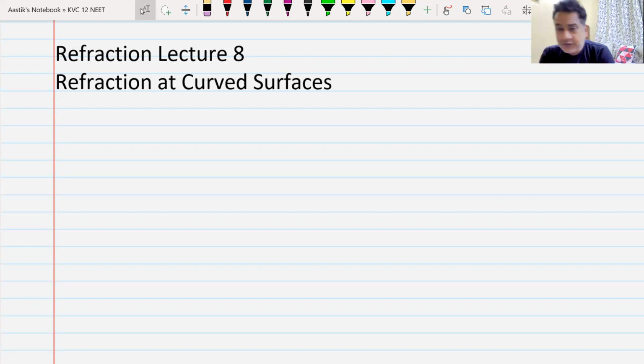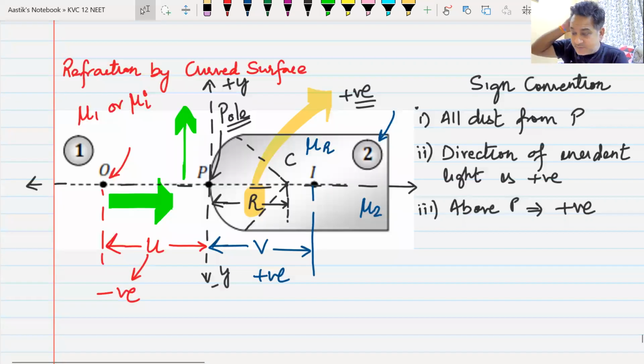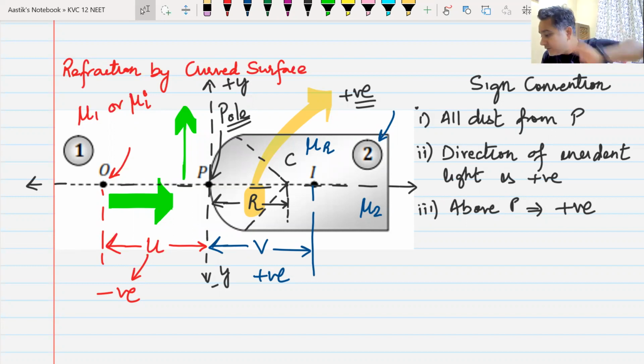In the last class, we had finished refraction by plane surfaces and we had given an introduction to refraction by curved surfaces. And I think you remember that we had seen the sign convention for that. Do you remember the sign convention? All the distances must be measured from the pole of the surface. Distances in the direction of light are taken as positive. Above P, everything is taken as positive. Below P, everything is taken as negative.